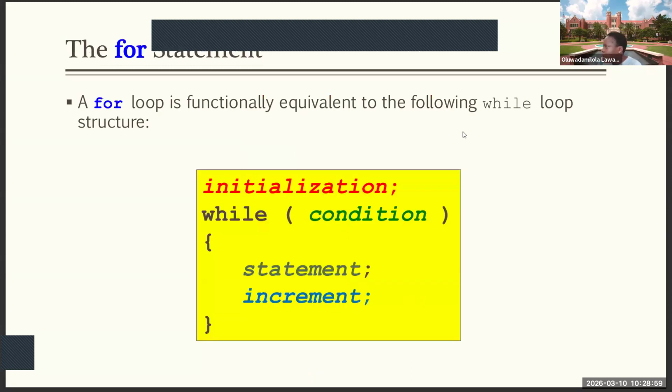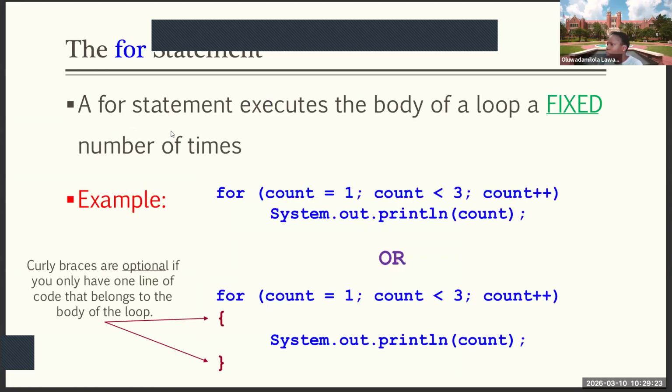So we discussed, like I said, that the for loop is functionally equivalent to the while loop structure. It's the same thing, the same structure as the while loop, because the while loop is also checking if the condition is met before executing the body of the loop. Any question on that? Perfect.